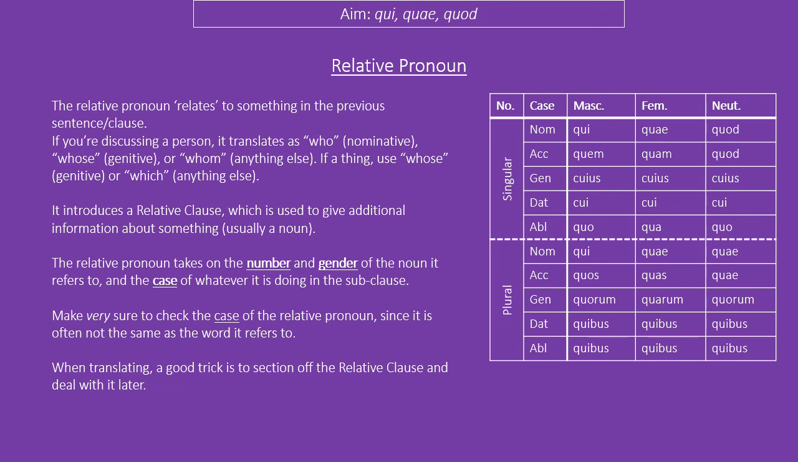If it's doing something in the subclause, it's nominative. If it's having something done to it, it's accusative. You must make sure that you check that case because it's often not the same as the main noun that it is referring to. And you can really get very confused if you don't check the case. When you are translating, a good trick is to always bracket off that subordinate clause, translate the main sentence, and know that you can come back to it later.